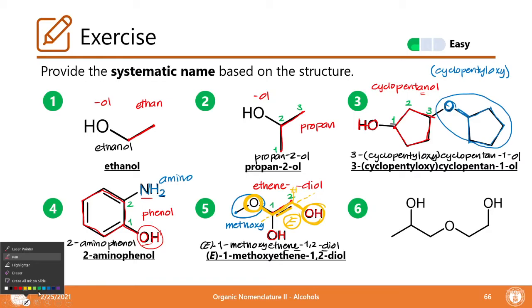Okay, so now let's go to the next one. Okay, so now we have 2 choices. We have to choose between this alcohol, or this one, because the 2 parent chains are separated by an ether connection.